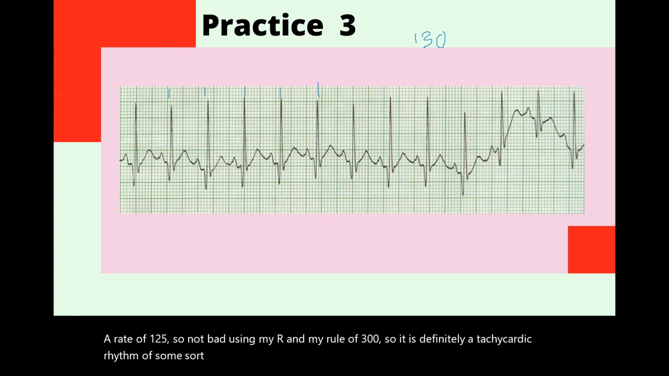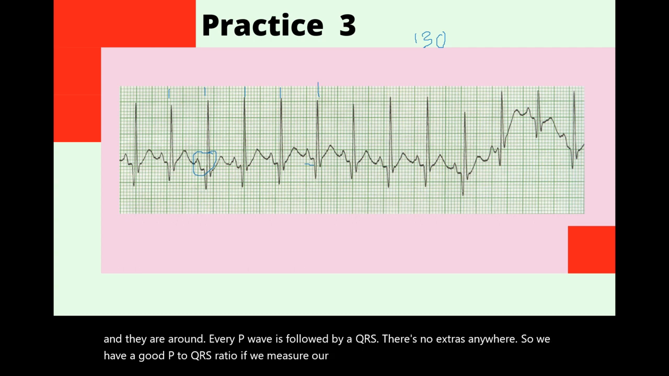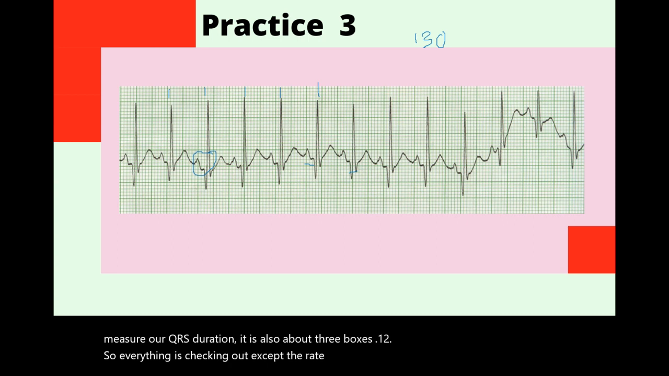Do we have P waves? Yes, we do. They are beautiful, they are upright, and they are round. Every P wave is followed by a QRS. There's no extras anywhere. So we have a good P to QRS ratio. If we measure our PR interval, it's about 3 boxes, 0.12. If we measure our QRS duration, it is also about 3 boxes, 0.12. So everything is checking out except the rate. So this is a nice sinus tachycardia.